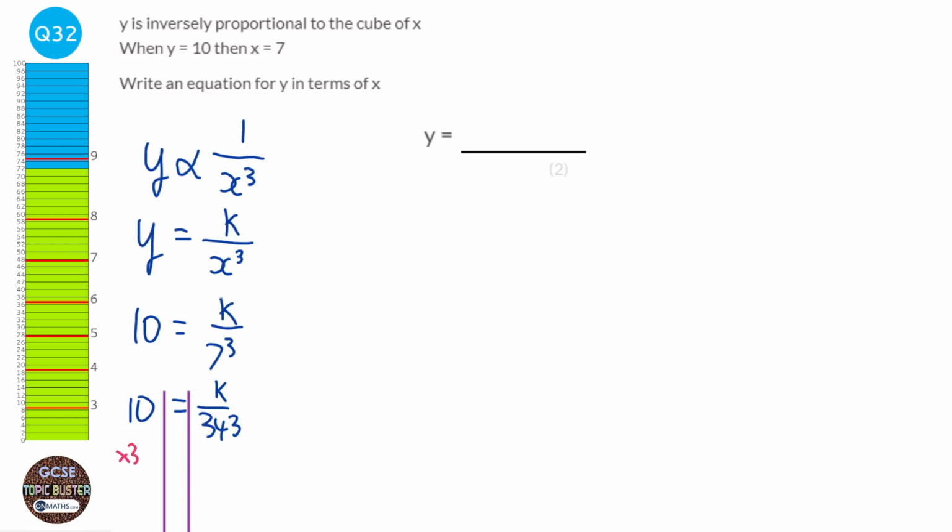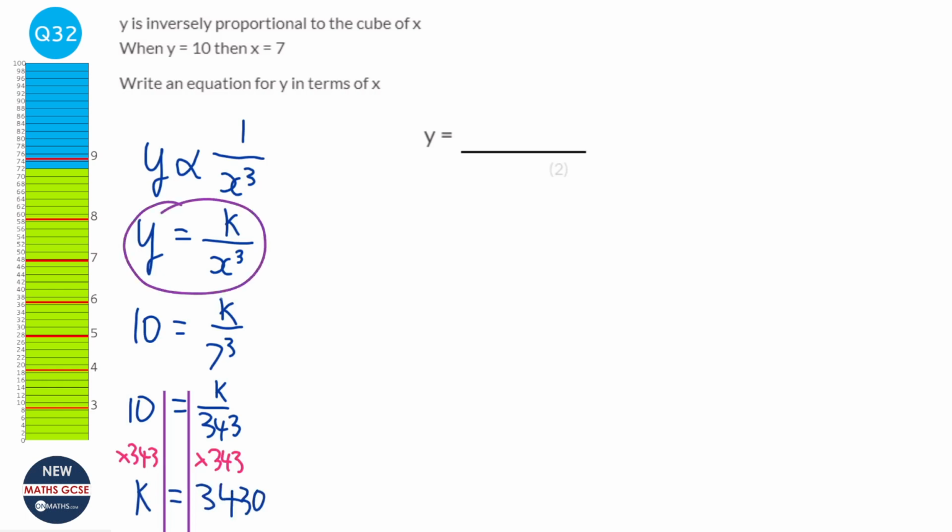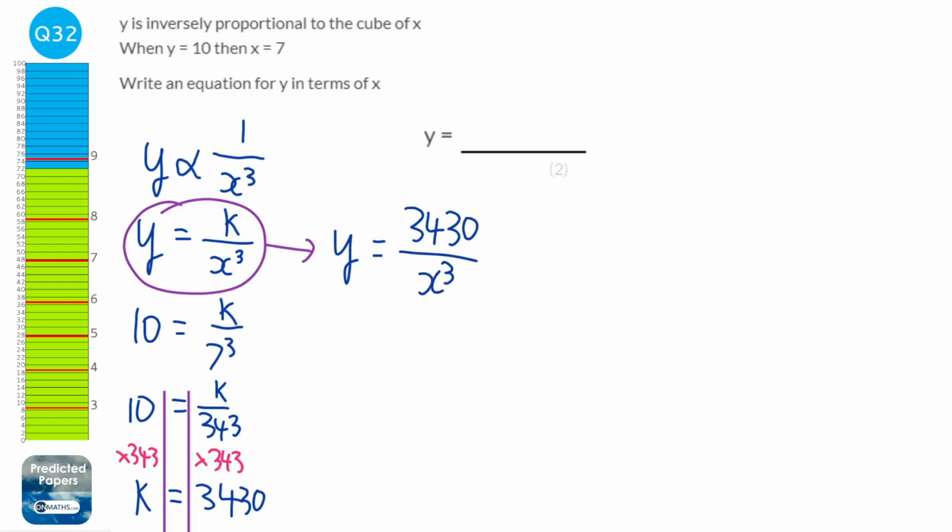So times by 343 both sides to find out what k is. And I'm just going to swap them around just to give myself a bit more space. And we're going to have k on the left hand side here. So that'll be 3,430. So k is 3,430. So what I'm going to do is just rewrite this equation here. But we know what k is now, so it's y equals 3,430 over x cubed. And that actually is our answer.